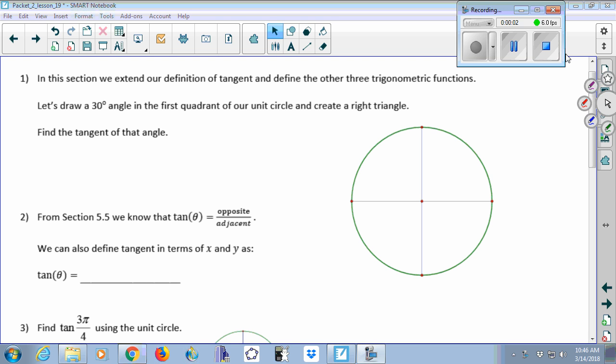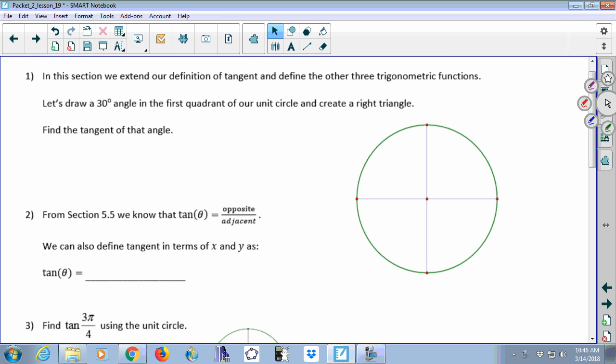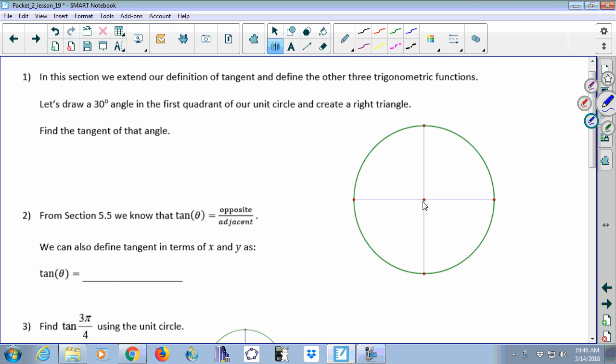All right, so we're going to draw a 30-degree angle. So we know it's a little less than halfway. So we just draw any kind of angle, and we're going to have a point in our first quadrant, (x, y). We know theta here is either 30 degrees or pi over 6. Okay. So find the tangent of that angle.